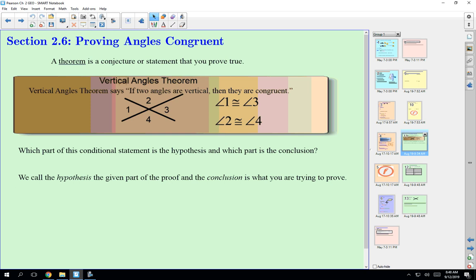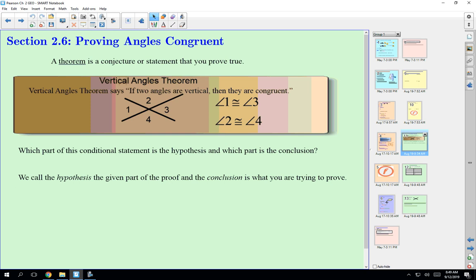And what they're trying to do here in the very end of this chapter is get us ready for proving geometric theorems in the next 3 chapters. So a theorem is a conjecture or statement that you prove true. Like, for example, the vertical angles theorem says, and we've seen this before, if 2 angles are vertical, like 2 and 4, or 1 and 3, then they are congruent.